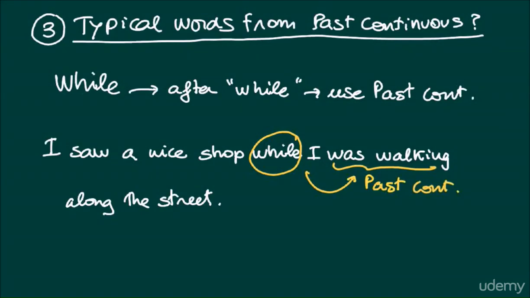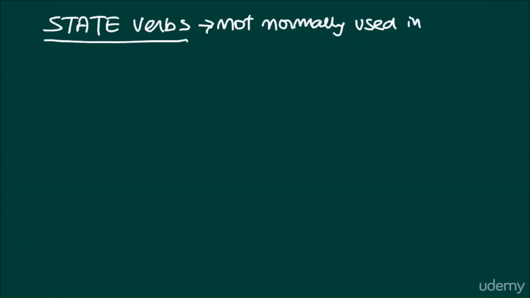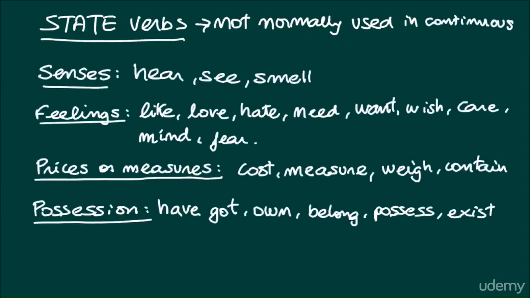Another important thing to remember are the state verbs. They are some verbs that don't make sense in a continuous tense. For example, the verb want. We don't say, I was wanting an ice cream. We say, I wanted an ice cream. So the action can happen in a specific moment in the past, but we don't use this verb in a continuous form. Here is a list of verbs that are not normally used in the continuous form.